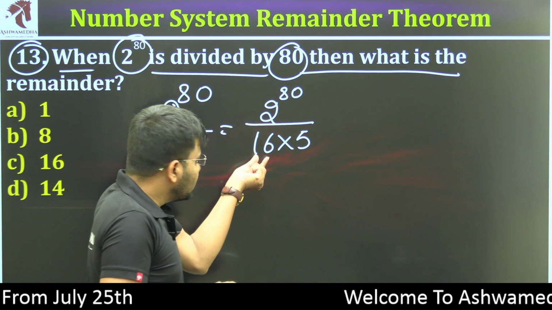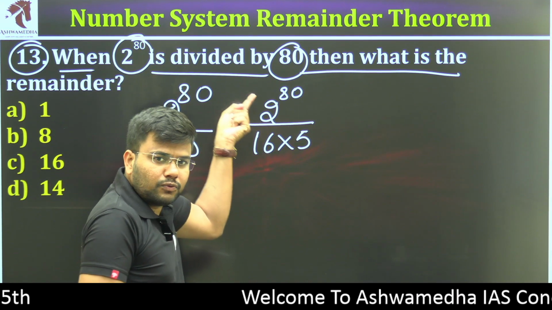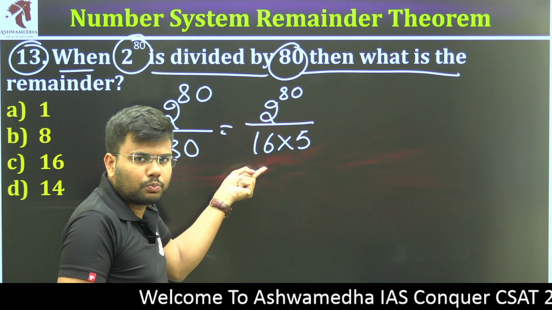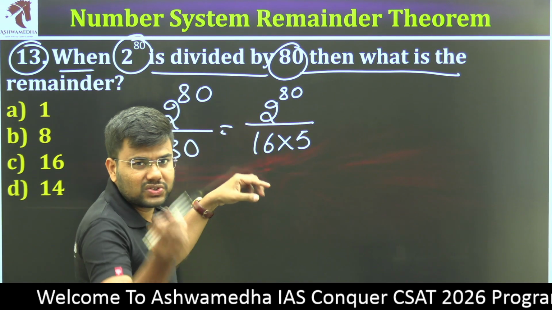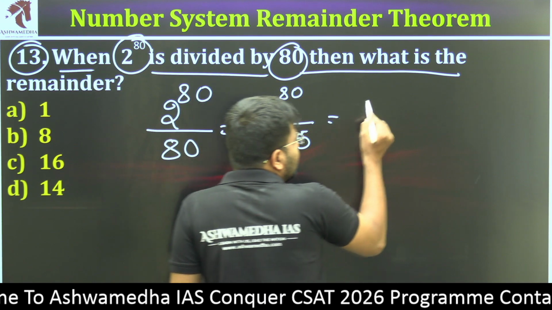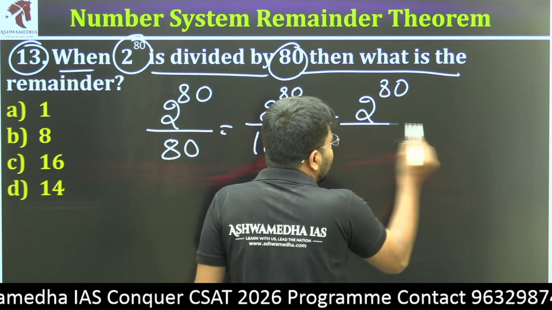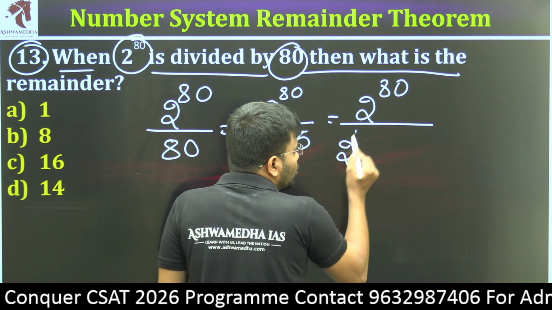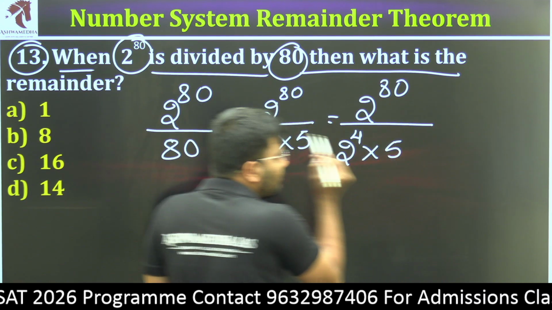Now this 16 you have to write in terms of 2 power. Why? Because 2 power 80 can be cancelled easily. So 2 power 80 divided by 16 can be written as 2 power 4 into 5. I hope you have got it.